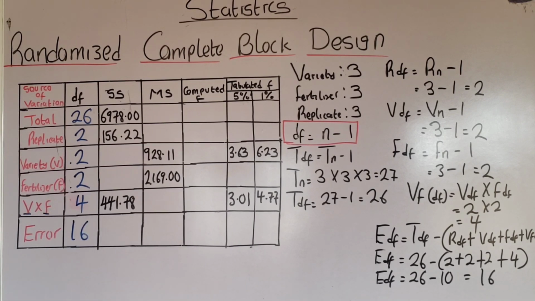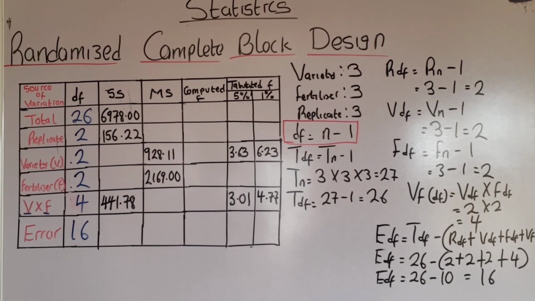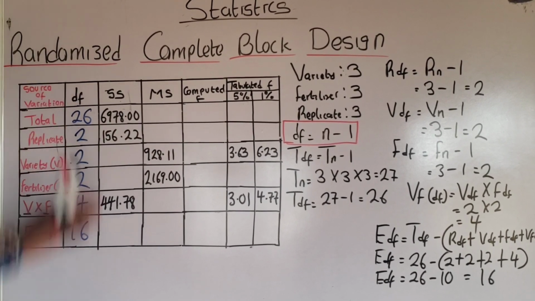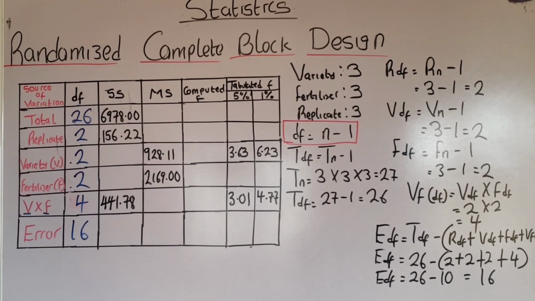So we are done with the degree of freedom. That's how to get the degree of freedom. If you come across this question, you first deal with the degree of freedom side, then you proceed to the sum of squares. Now, how do we get the sum of squares?